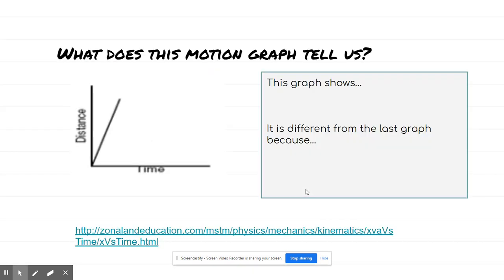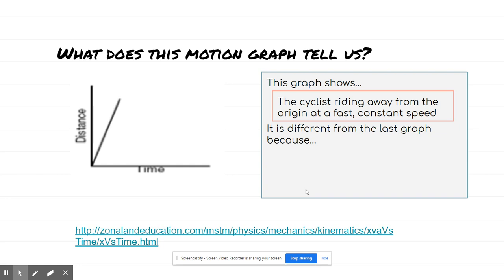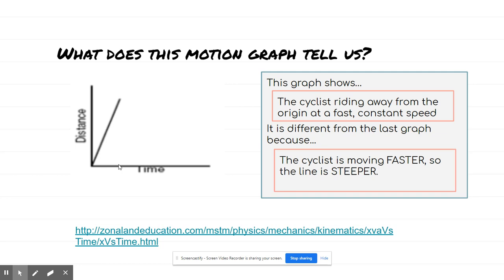All right, the third slide of graphs. This one looks very similar to the one we just did, right? Except that it's a little bit steeper. So what does that tell us? That tells us the cyclist is still riding away from the origin at a constant, steady speed, but now the cyclist is riding faster, right? When a line is steeper, it shows that you have covered more distance in a less amount of time, a shorter amount of time. Okay, so it's different because it's moving faster. So let's try to create that.